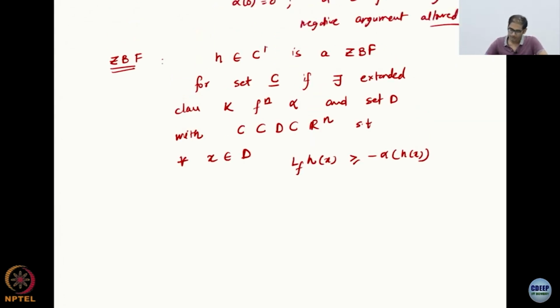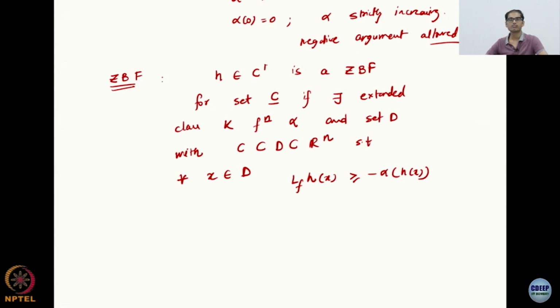Remember, we were looking only at a dynamical system, there is no control, therefore only L_f h, no L_g and all that. So L_f h is what? Just h dot, right?